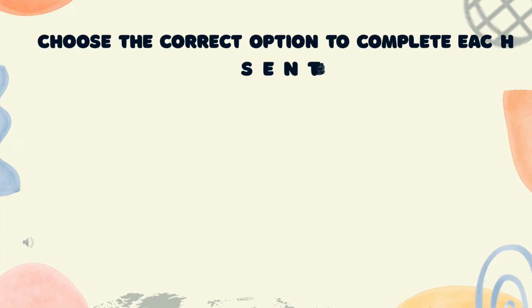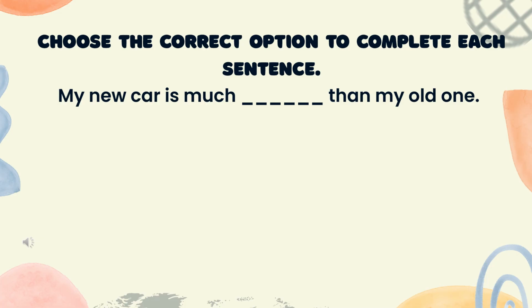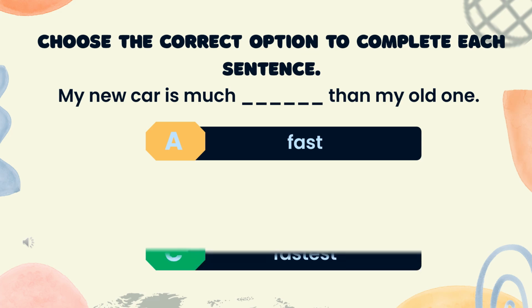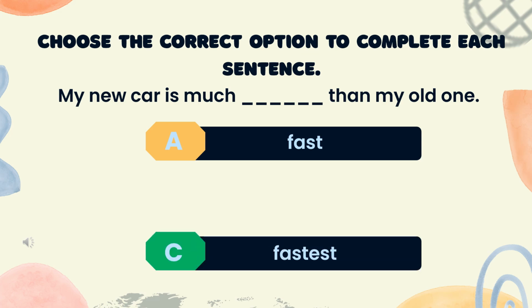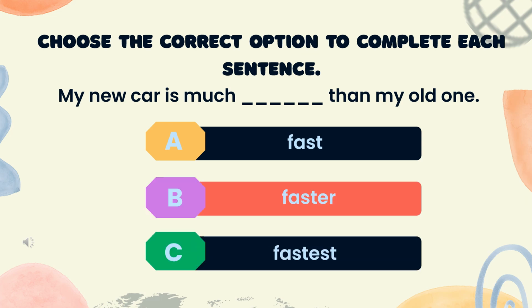Let's analyze this question carefully. We're comparing two things, my new car and my old one. The word than is our clue that we need the comparative form. Fast is a one-syllable adjective, so the comparative is formed by adding -er. The correct answer is B, faster. Remember the pattern: for comparing two items, we use the comparative form, which for one-syllable adjectives means adding -er. Let's continue with more practice to reinforce this concept.